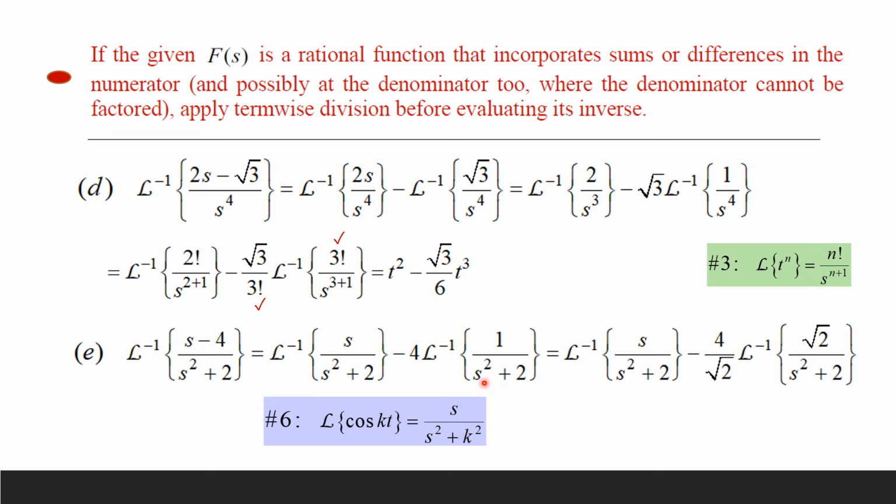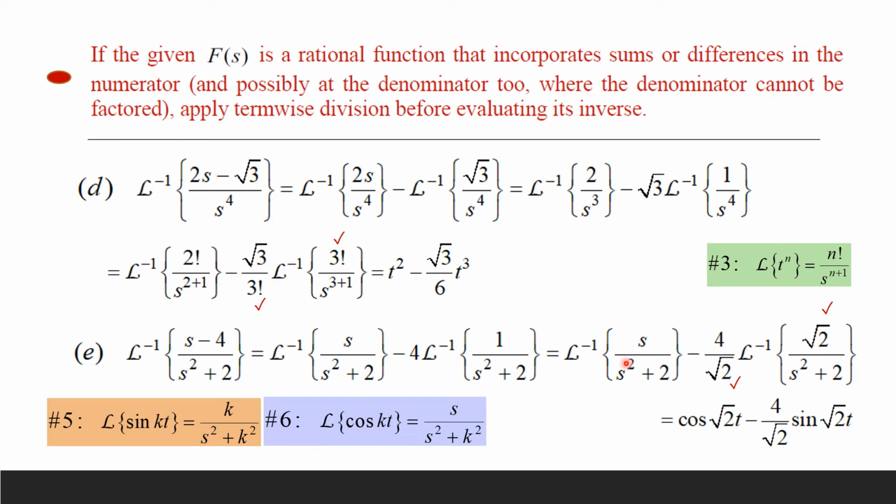But for the second inverse, we are going to apply formula number 5, k over s squared plus k squared. But this is not k. If k squared is 2, by right there must be a square root of 2 at the numerator. So we're going to write down square root of 2 at the numerator and divide back by square root of 2. After doing so, we can start finding the inverse Laplace transform of these two functions.